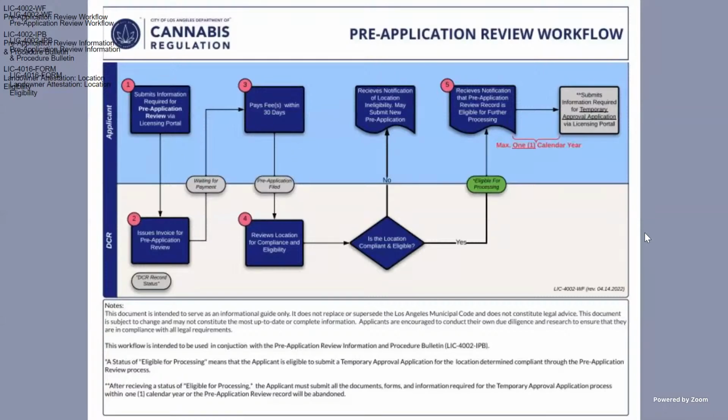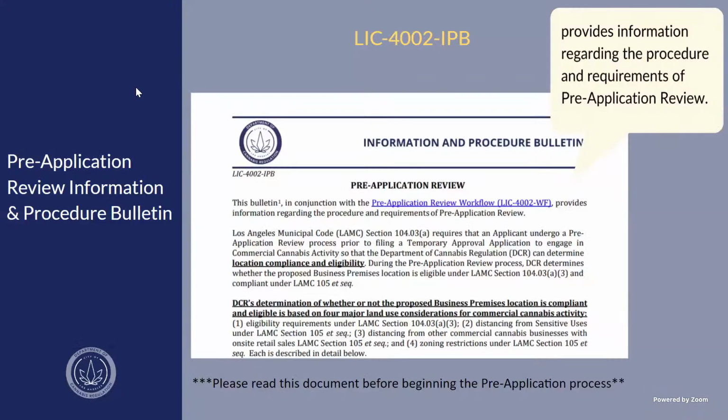So this is just a larger screen print of our workflow. And again, this is available on DCR's website, so I'll just leave it up for a few seconds. But if you want to see the workflow and the IPB, I do recommend you go to DCR's website to see this. An IPB, or Information and Procedure Bulletin, outlines what the process looks like. It's a quick walkthrough of what we do as part of the different processes. I would encourage you to read this Information and Procedures Bulletin at your leisure so that you can better understand the process and what the next steps would be once you complete it.